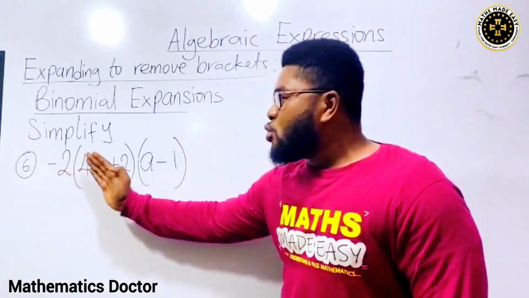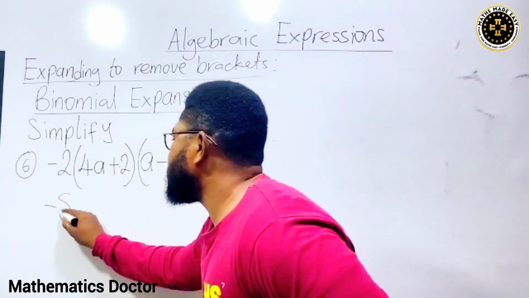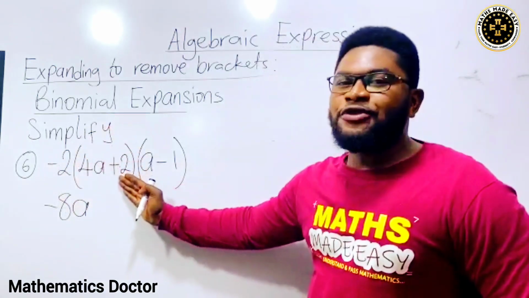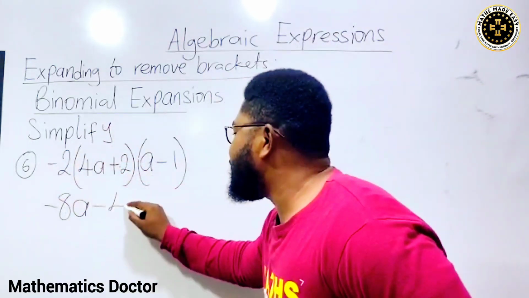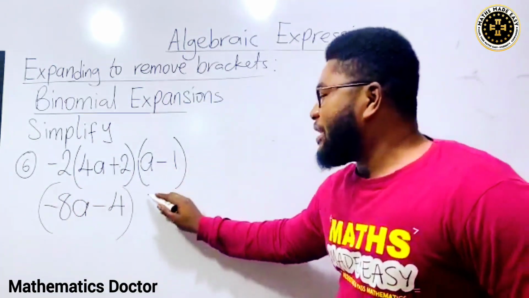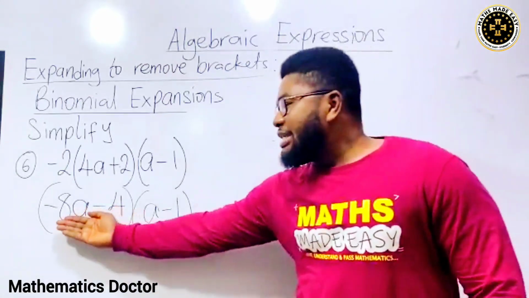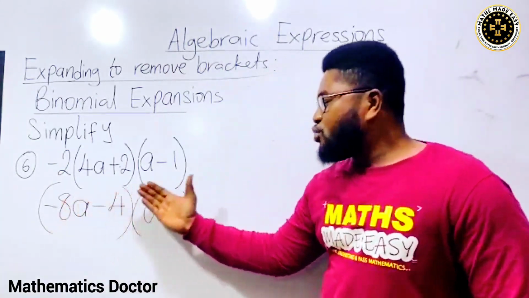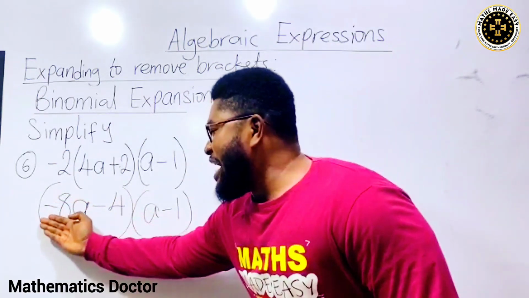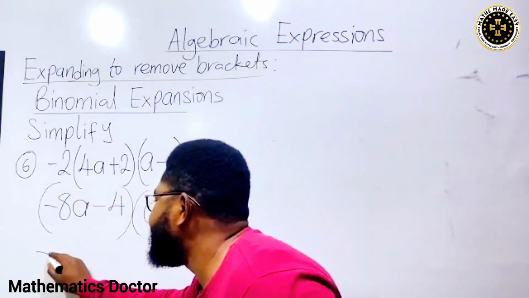Now, negative 2 times 4a will give us negative 8a. Then still negative 2 times positive 2 will give us negative 4. Then still in bracket multiplying a minus 1. So we will then use minus 8a minus 4 to expand a minus 1. So negative 8a times a will give us negative 8a squared.